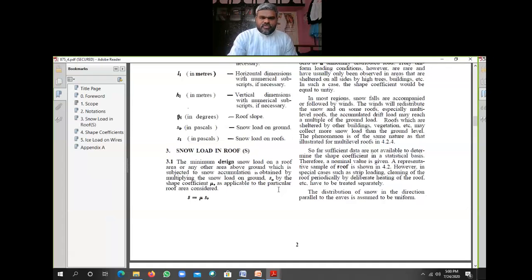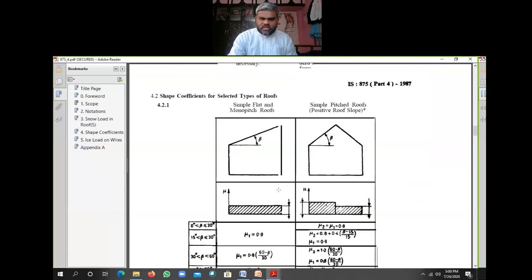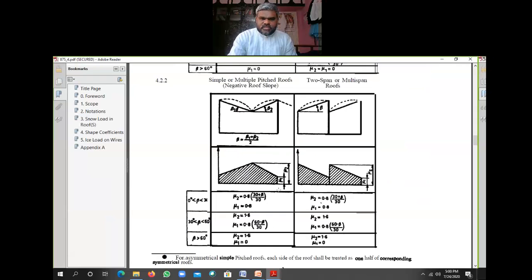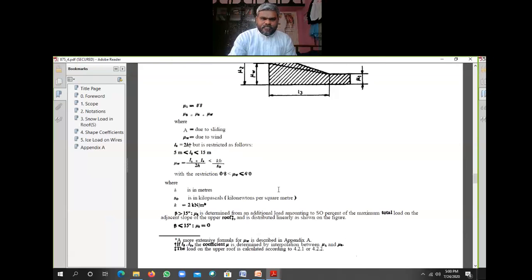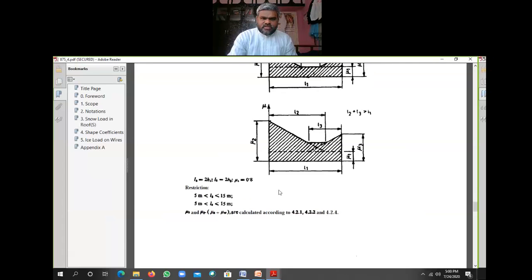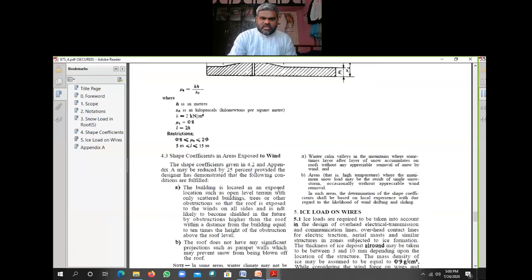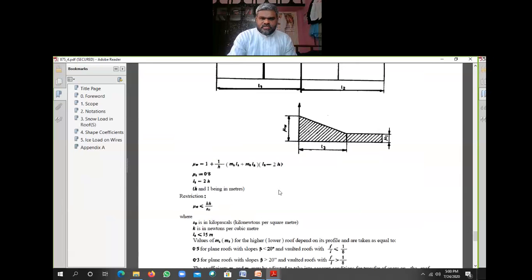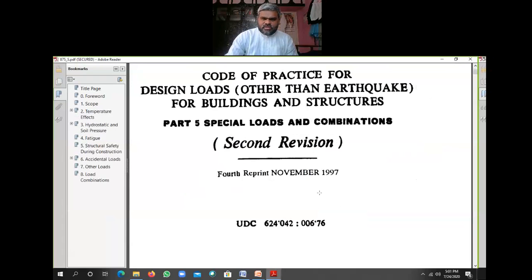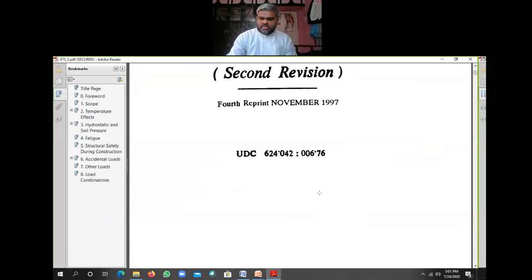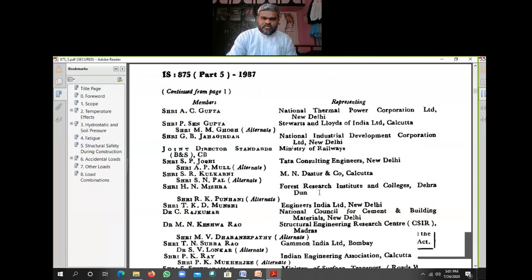Snow load on roof coefficient is given. Shape coefficient S is equal to mu into S naught. These are the formulas given for the slope of the section. These are the formulas with which we can calculate the snow load on ideal buildings. This is the code which can be referred to for the calculation of snow load. Now finally, special and combination loads we can take from this.